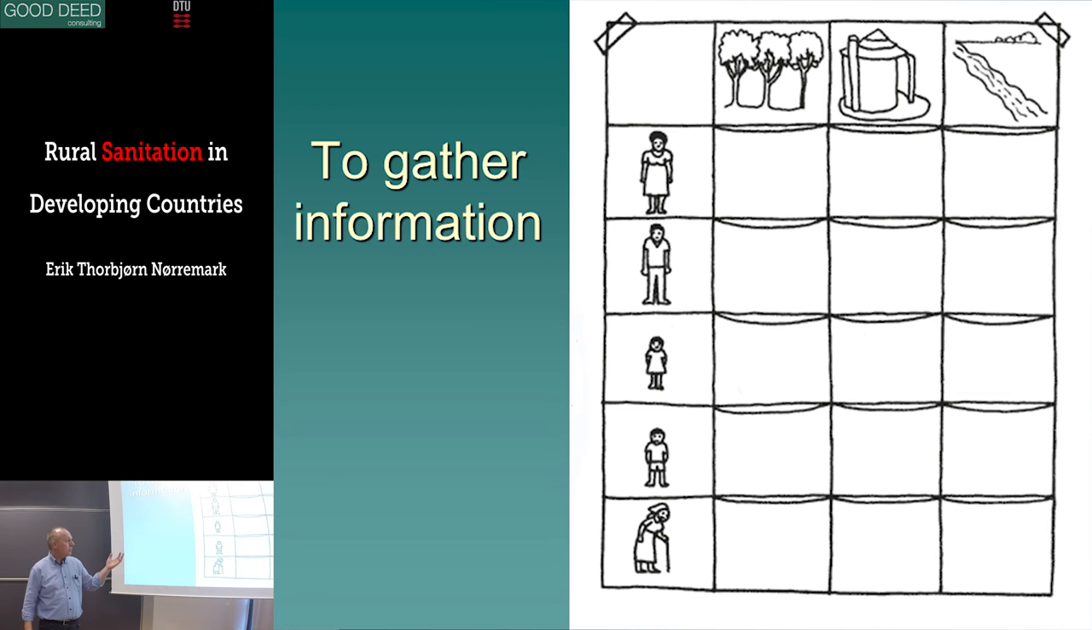This is a type of blanket with pockets in it. So you can use it for information gathering. People get a handful of stones or beans, and then you go out and ask the question. Now, the woman will do what kind of work? Get firewood, clean the latrine, get water. The man, what kind of work will he do? And then you put a stone or a bean into the pocket. And then when everybody has been up there, you can see who's doing most of the work.